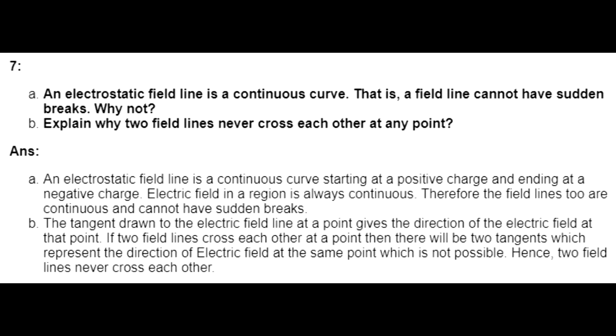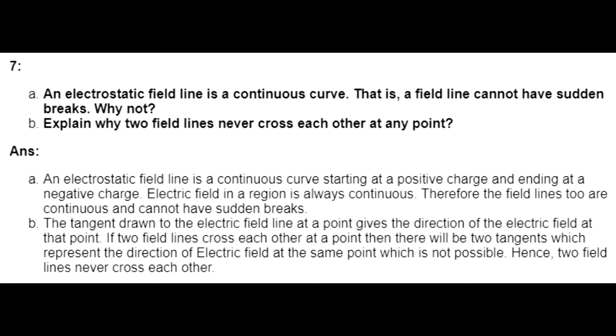Next question is, an electrostatic field line is a continuous curve. That is, a field line cannot have a sudden break. Why not? Another is, explain why two field lines never cross each other at any point.